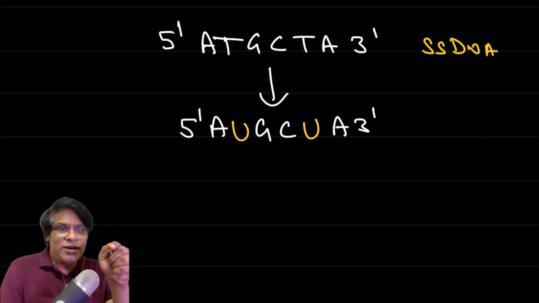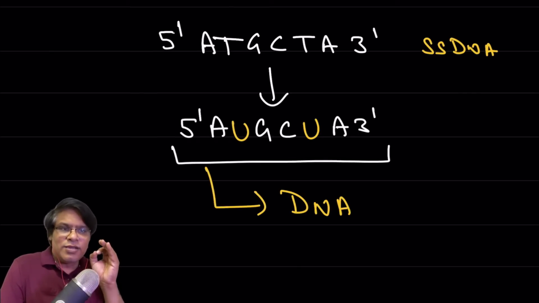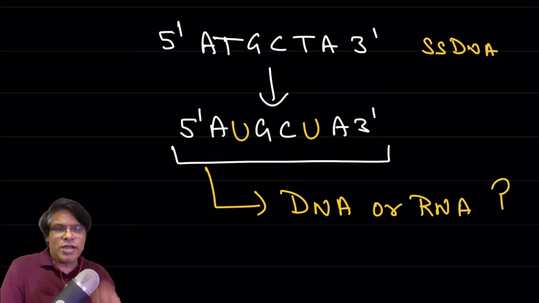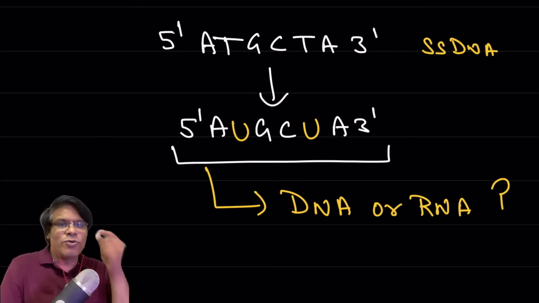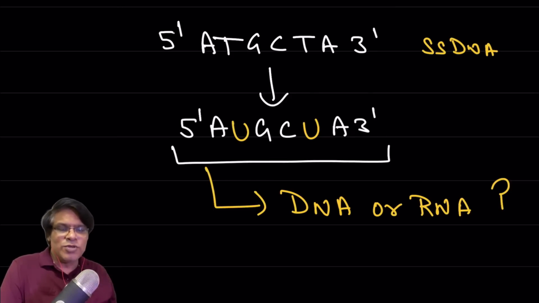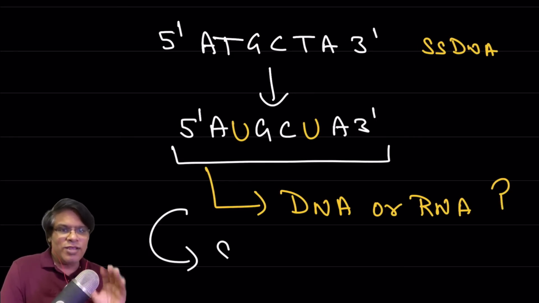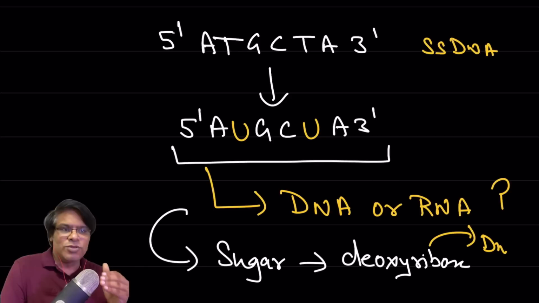Why? Still here in this sequence the sugar is deoxyribose. Keep in mind that in case of DNA, sugar is deoxyribose. Even if you replace thymine with uracil, still this is going to remain DNA. Why? Because here the sugar is deoxyribose. So here the sugar is going to decide. If sugar is deoxyribose, it is DNA. If sugar is ribose, then it is RNA. Hopefully this is clear to you.